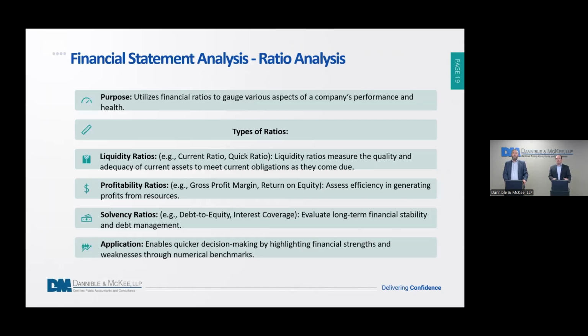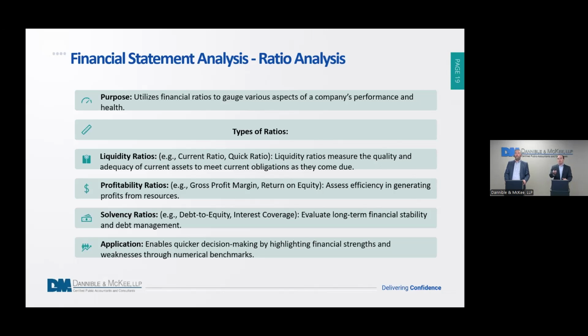So now we're going to dive into financial statement analysis, looking at ratios. So using your balance sheet and your income statement and your other financial information to come up with ratios. The purpose of this would be to utilize financial ratios to gauge various aspects of the company's performance and health. So some of the key ratios can be broken down. Liquidity ratios, so that'll be your current ratio, quick ratio. We'll go through them on the next slide.